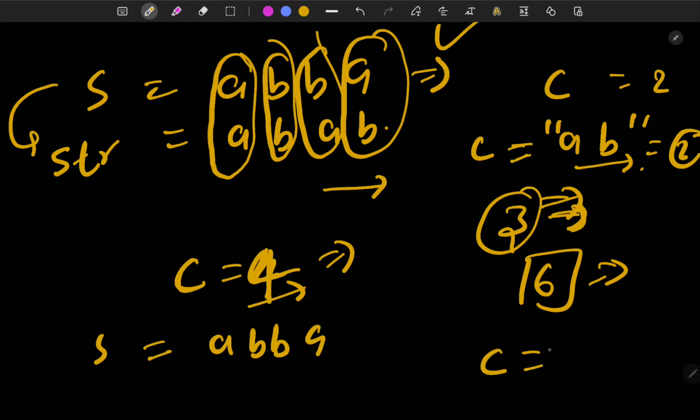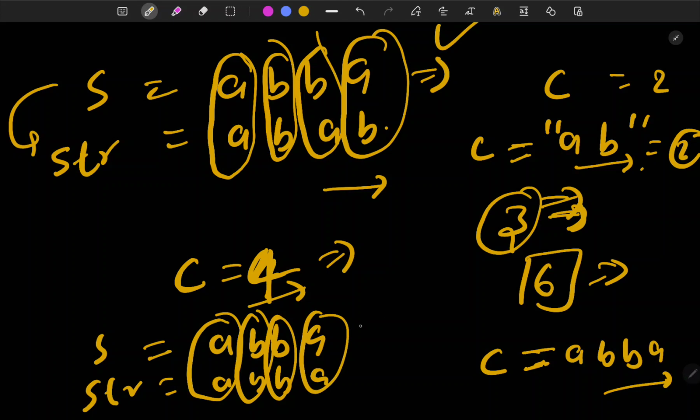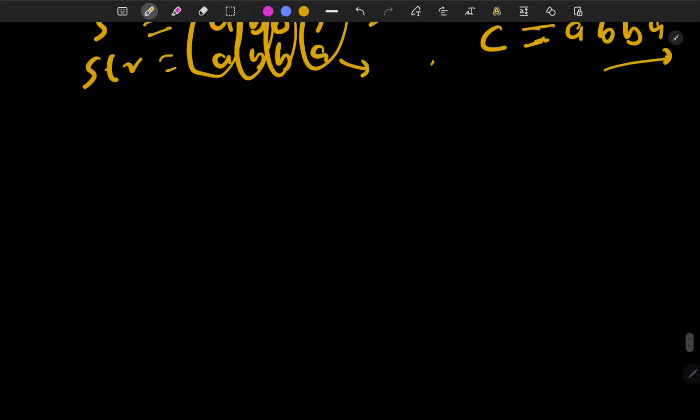So what could be my C? C should also be of length 4. I can take the string equal to S, that is A B B A. After concatenating it one time, I will get str as the same, that is A B B A. If you compare all the characters of S and str at each and every index, you get all the characters equal at every place. So this string satisfies all the conditions given in the statement. What is the smallest length of string C?